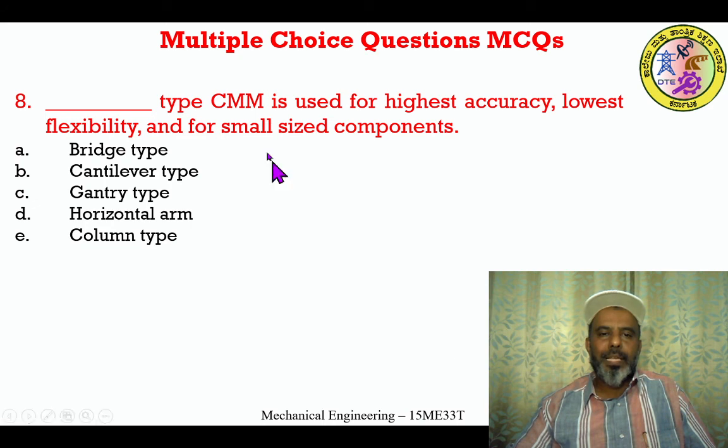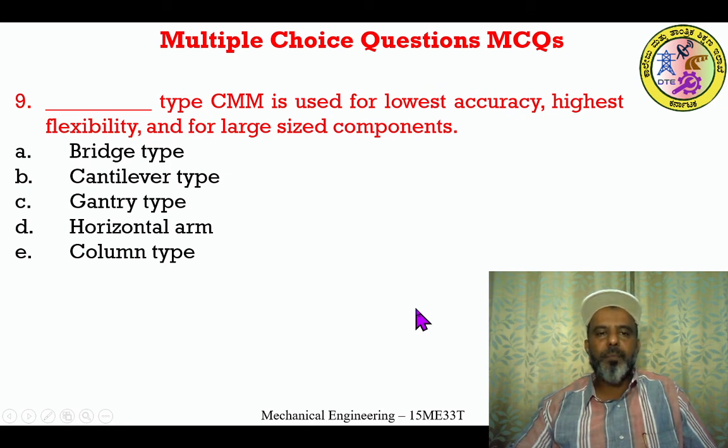Now let us see the next question. The dash type CMM is used for highest accuracy, lowest flexibility, and for small sized components. Here the 2 important things to be noted are the highest accuracy and the small sized components. Yes, you just guess the answer. I have given the clue: highest accuracy, small sized components. The answer is arriving within no time. You discuss, you note down the bridge type or cantilever or gantry or horizontal or column type. Yes, the answer is B, that is the cantilever type.